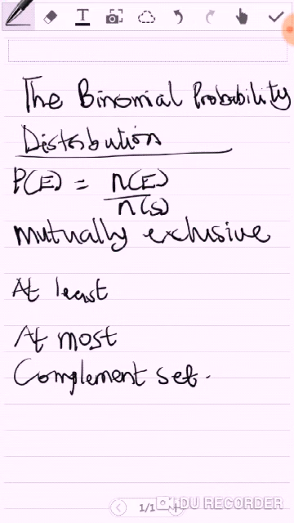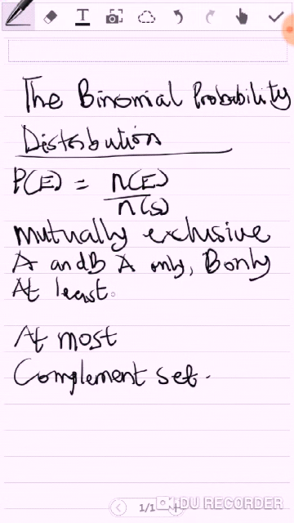Okay, so for mutually exclusive, if something is mutually exclusive, it means both, let's say A and B are mutually exclusive. That means A occurs only, or B occurs only. So both of them can't occur at the same time. That is mutually exclusive. Hence, there is no intersection.